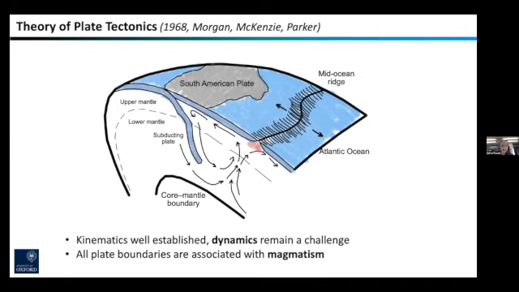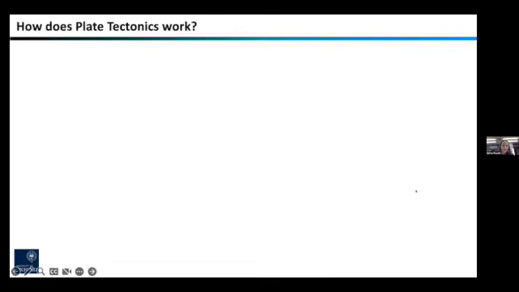And something that has been missing from the theory is that all plate boundaries are associated with magmatism. And at least from the original formulation and in some of the classical models, magma has been treated as a byproduct and generally excluded from the dynamics. But so we are yet to answer, how does plate tectonics really work?